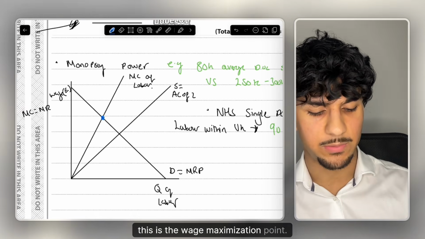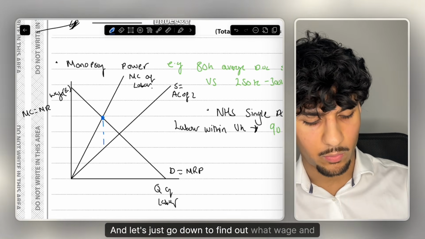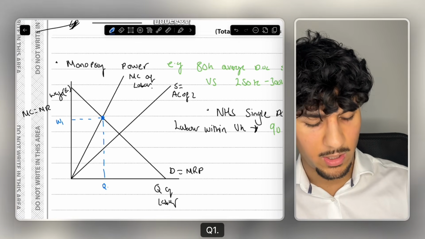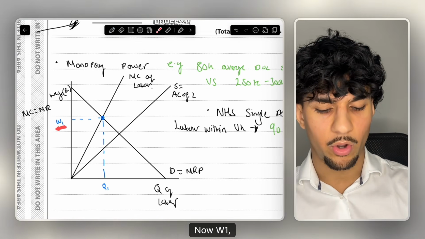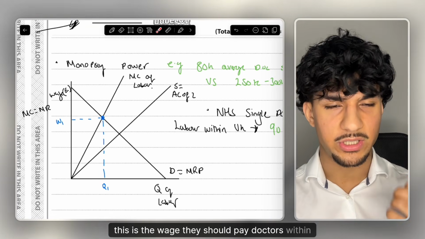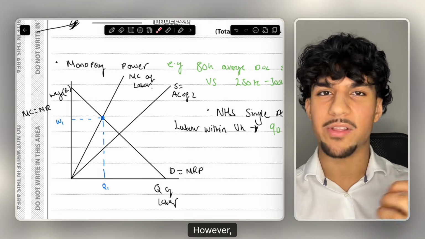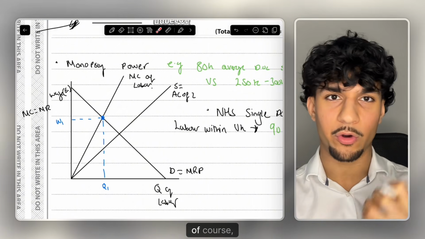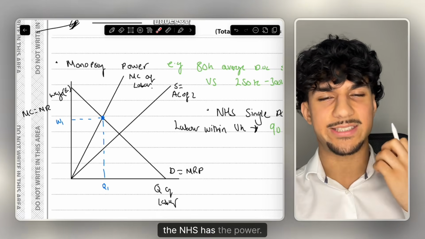This is the wage maximisation point, and let's just go down to find out what wage this is. We're going to label this W1 and we'll label this Q1. But essentially, this is the wage, W1, the NHS could pay doctors. This is the wage they should pay doctors within the UK. However, this is of course not the wage that doctors receive within the UK. Why? Since of course we know that the NHS has the power.